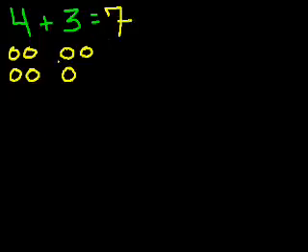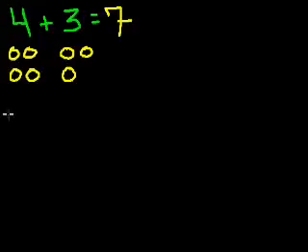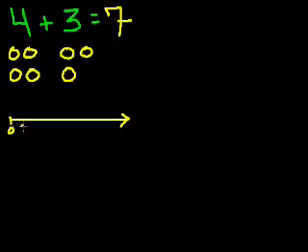Another way we could have viewed that is we could have drawn our number line. I'll draw it in yellow because we're talking about lemons. So let's say that's our number line. And if I start at the number, let me draw all of the numbers. 0, 1, 2, 3, 4, 5, 6, 7.